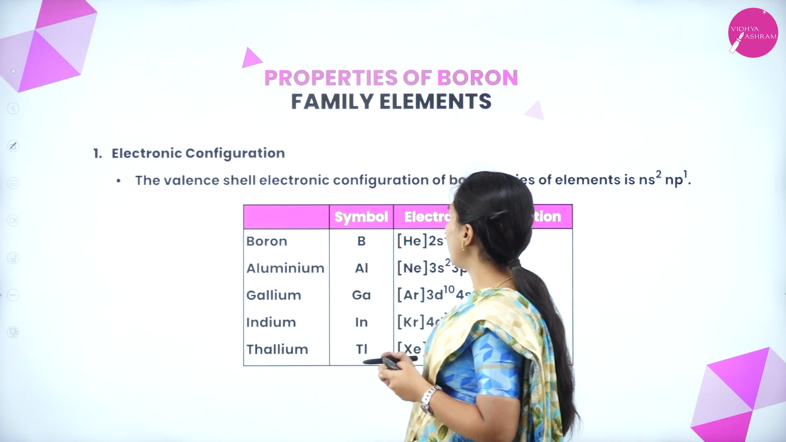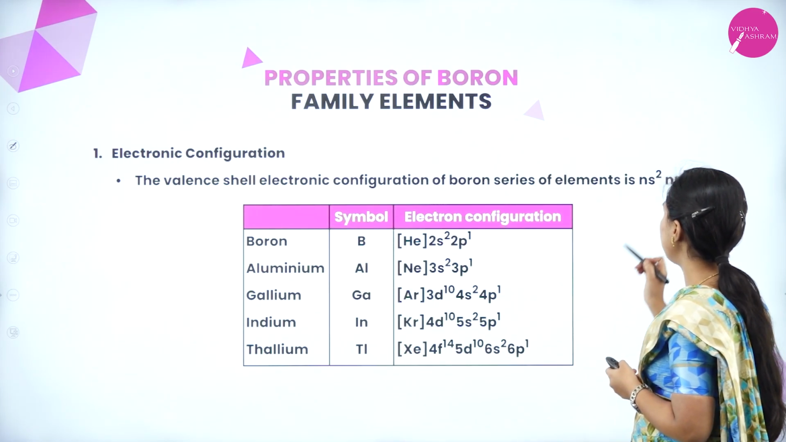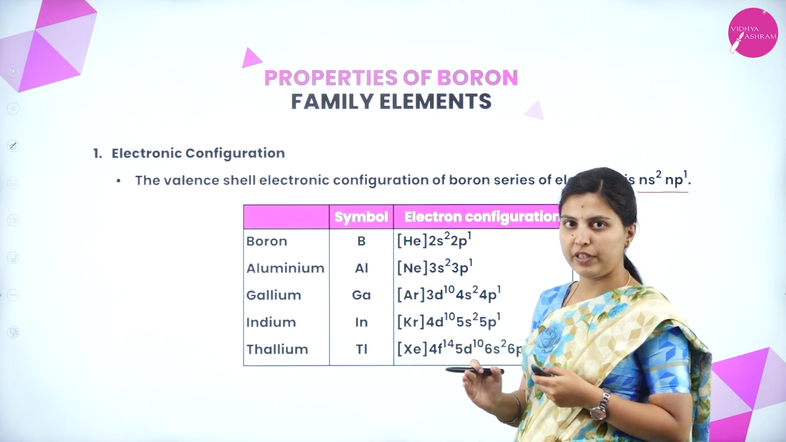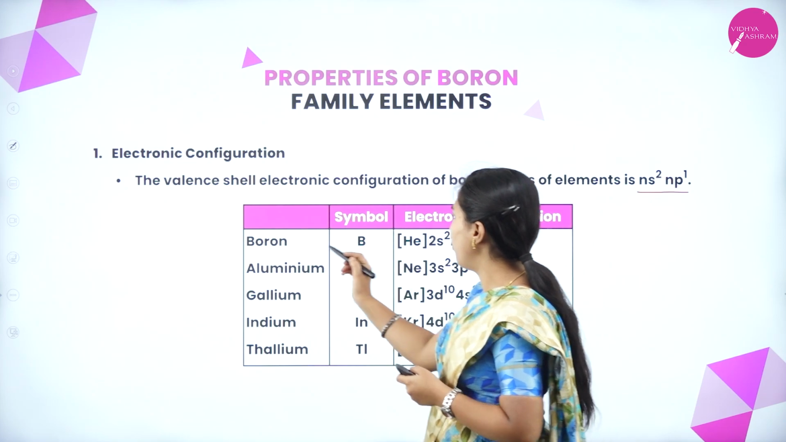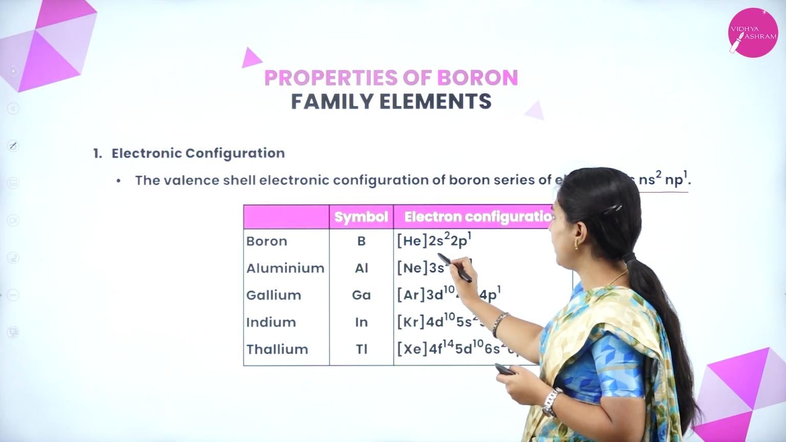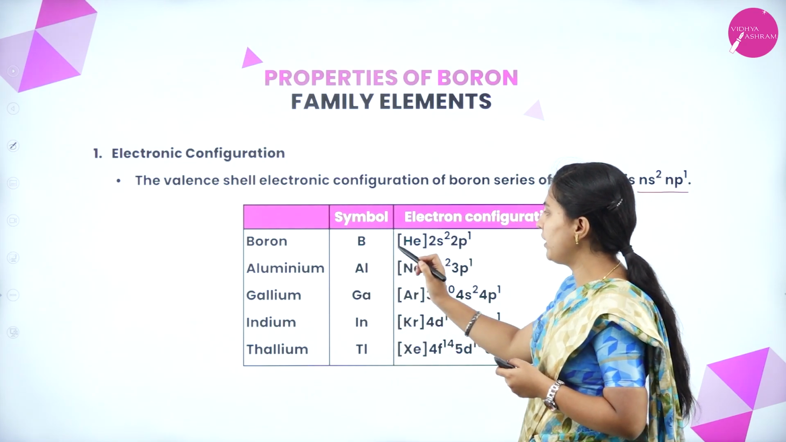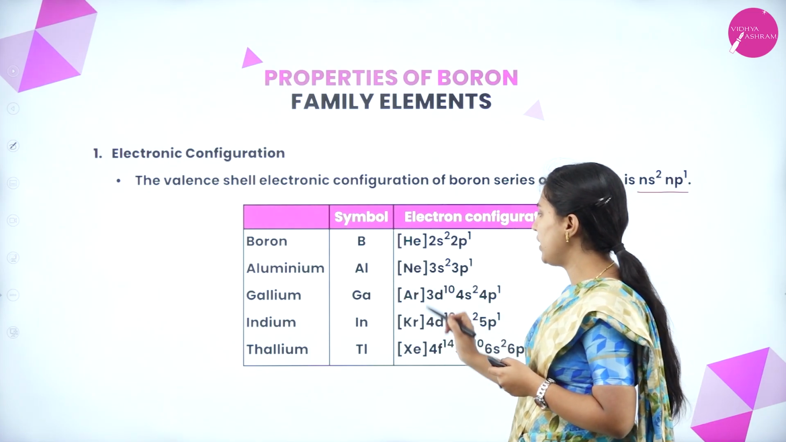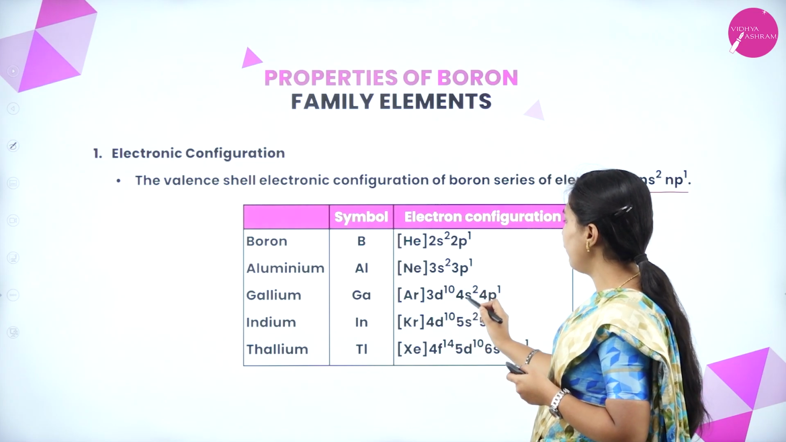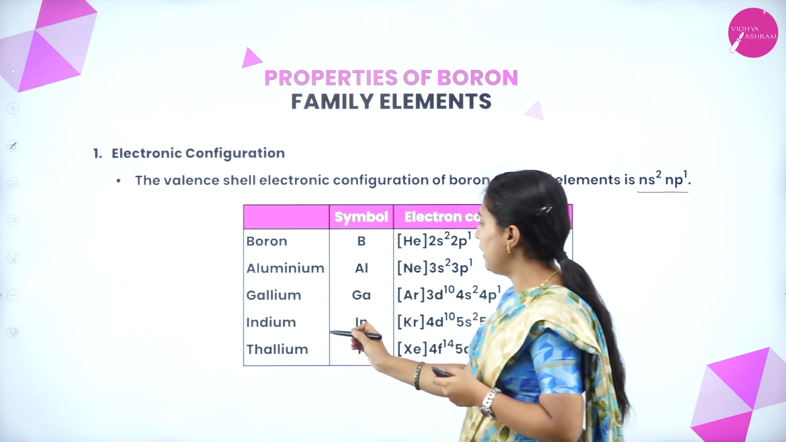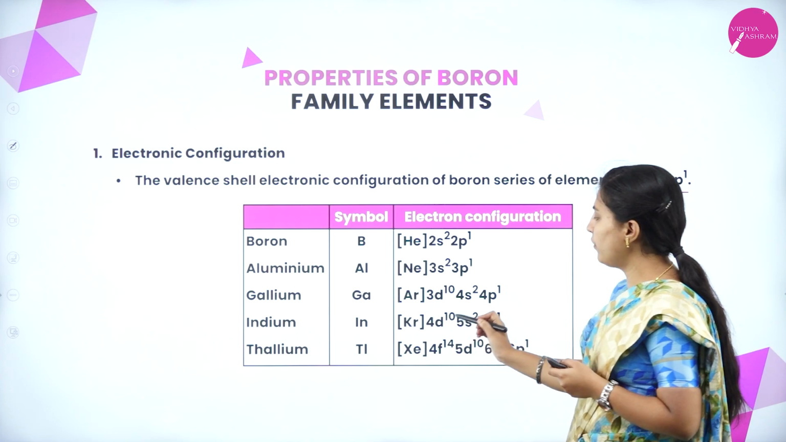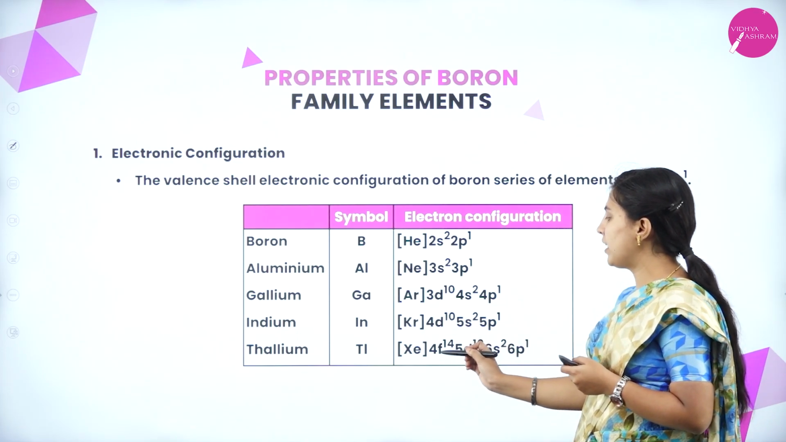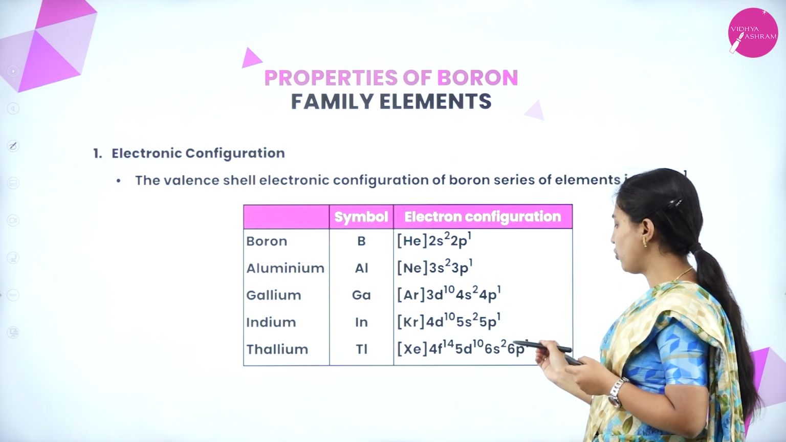The valence shell electronic configuration of boron series elements is ns2np1. 3 valence electrons will be present, as we have discussed. That is, boron, symbol B, after helium 2s2 2p1; aluminium, Al, after neon 3s2 3p1; gallium, Ga, after argon 3d10 4s2 4p1; indium, In, after krypton 4d10 5s2 5p1; thallium, Tl, after xenon 4f14 5d10 6s2 6p1.